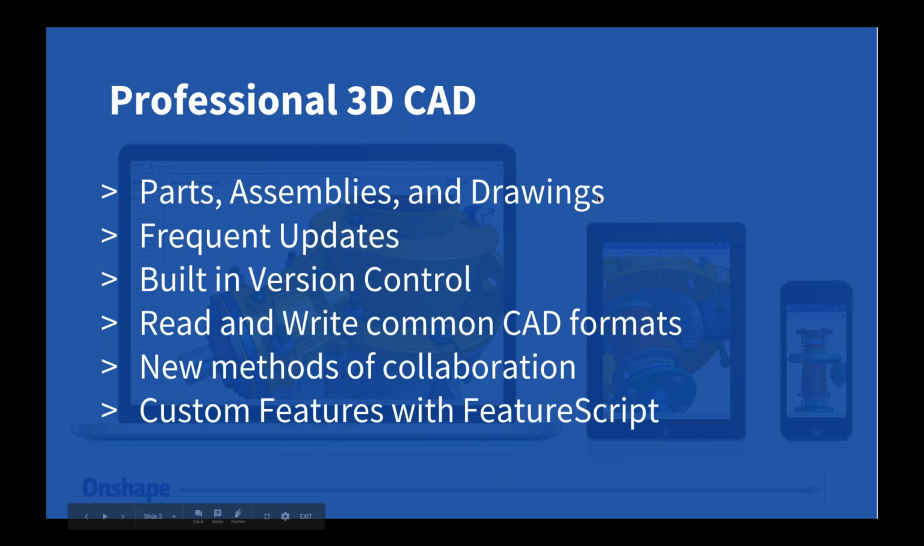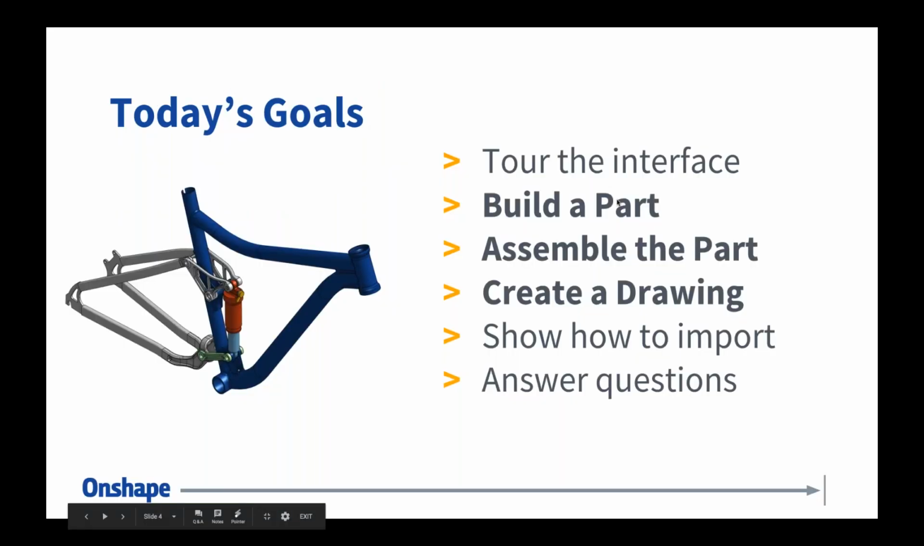Now, the next thing that I wanted to get into is today's goals, of course. As I mentioned before, you can think of this very much as a crash course in Onshape. We're not going to cover everything you'll need to model every part in the world, of course, but we're going to cover the basics to get started. So we're going to tour the interface. We're going to build a simple part, create a part, assemble the part, and of course, create a drawing of that part. And so, at a high level, the day in the life of an Onshape engineer.